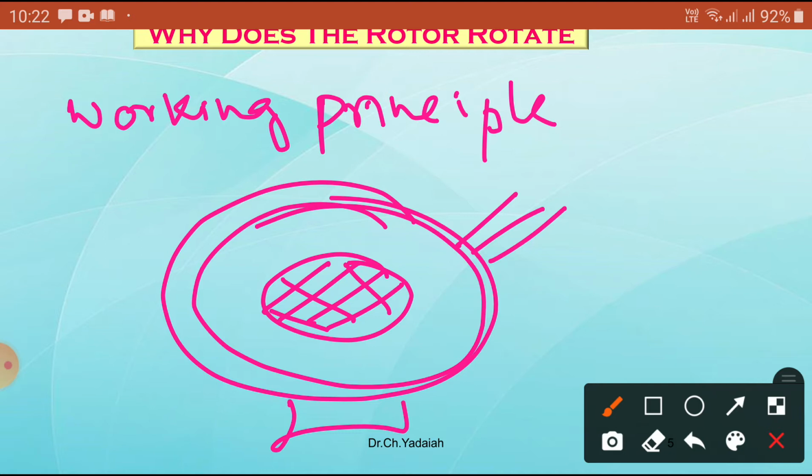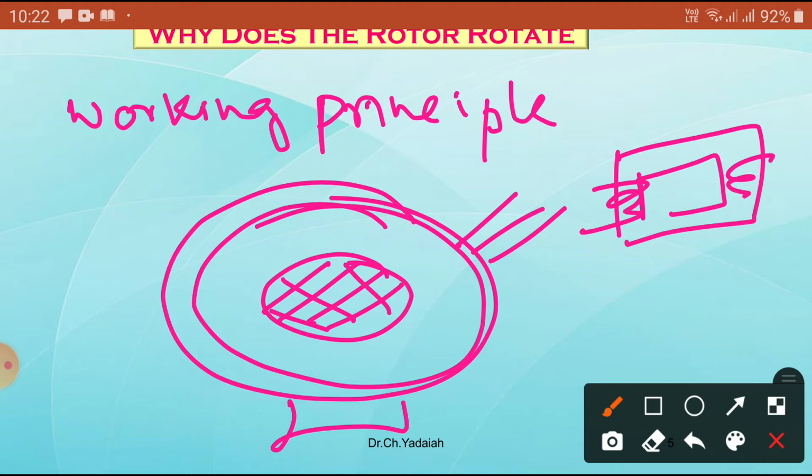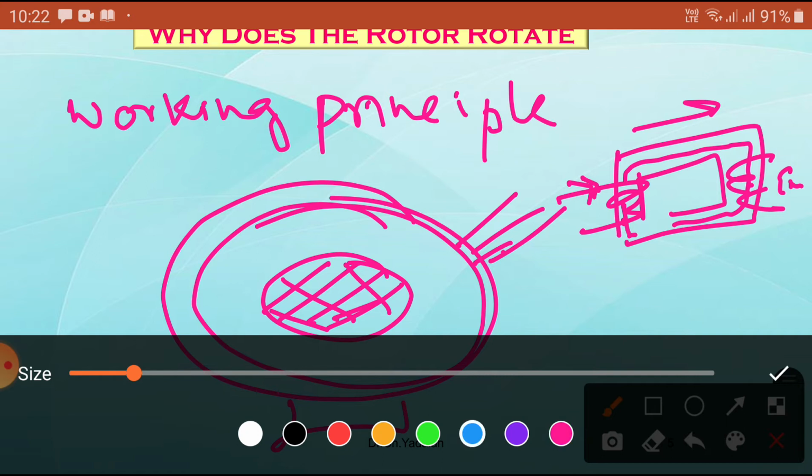What is induction? Remember, in the last class we discussed, when there is a primary and a secondary, and supply goes to the primary, it produces a magnetic field that links with the secondary, and an EMF is induced in the secondary. That is due to the induction principle. Similarly, the primary is the stator and the secondary is the rotor. There is no electrical connectivity between the primary and secondary in transformers. But what will happen when supply is given to the primary? It produces a magnetic field.